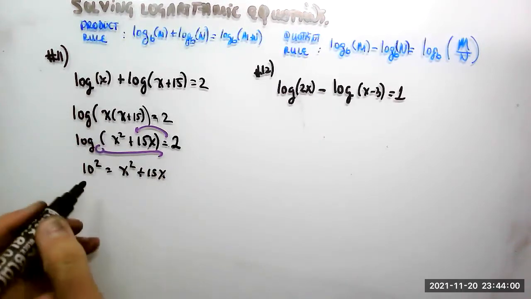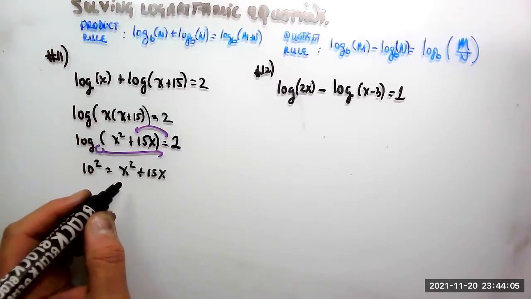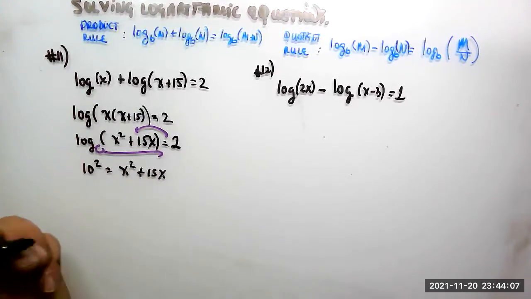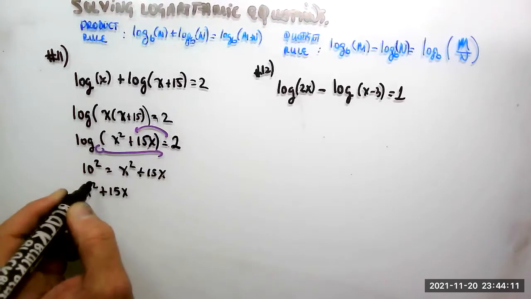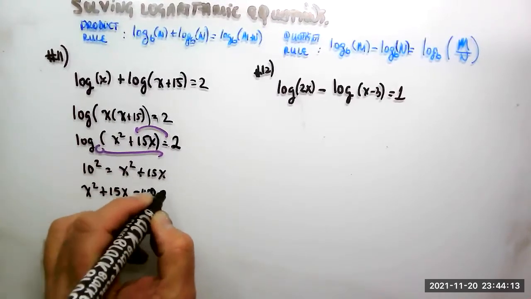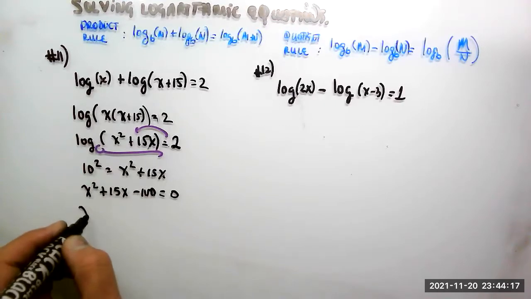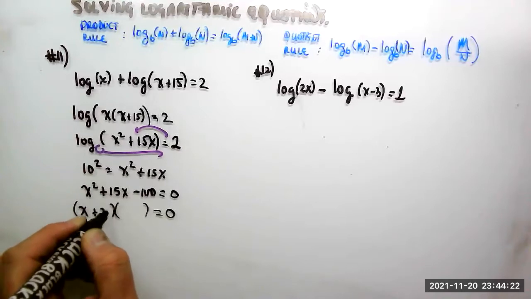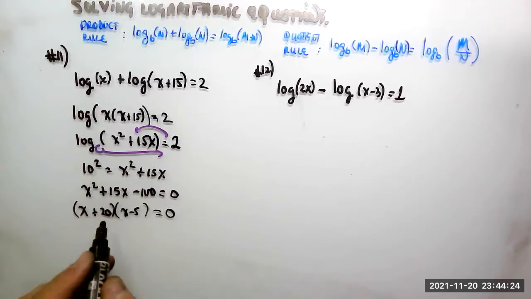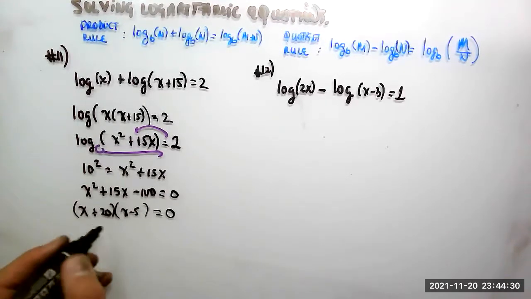Last time we checked, of course, x times 10 to the square, that will be 100. And this is a quadratic equation, so we equal it to 0. So x squared plus 15x minus 100 equals 0. Factors of negative 100 that give me 15: that would be (x + 20)(x - 5). 20 times negative 5 is negative 100, and 20 minus 5 is positive 15.